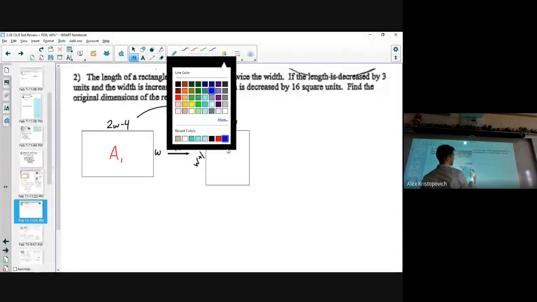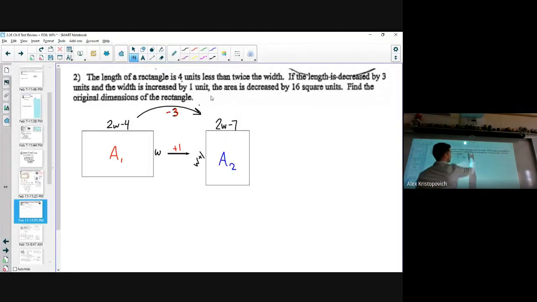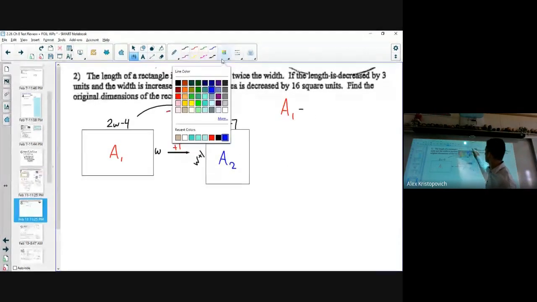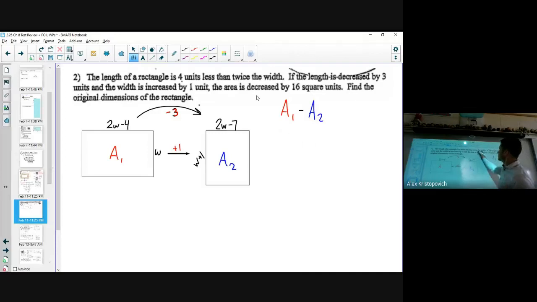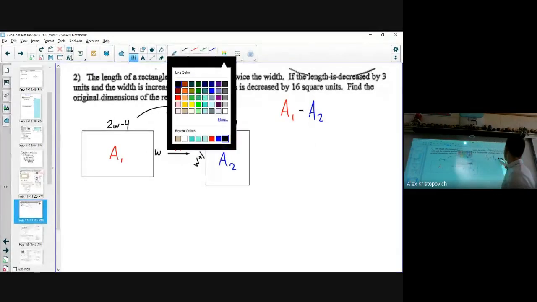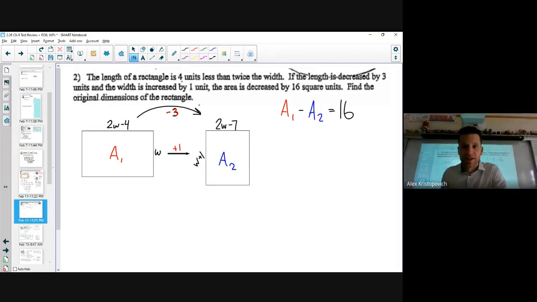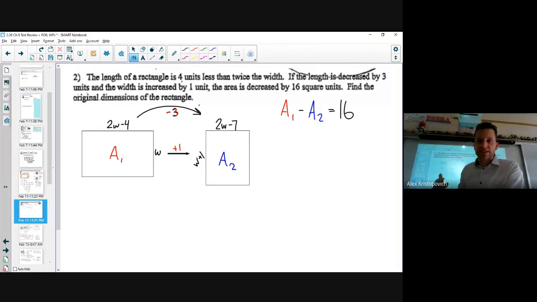Let's call this one area 2. And then we know that area 1 minus area 2 is equal to 16. The idea being here that if they've changed by 16, they've decreased by 16. If you take the big one minus the small one, you're going to be left with 16 left over.